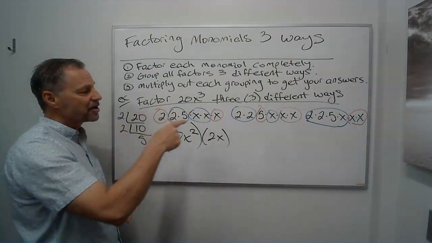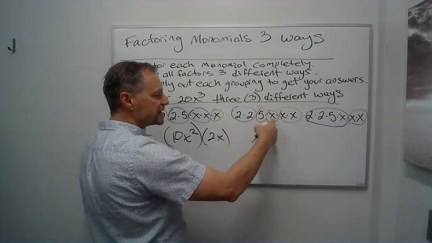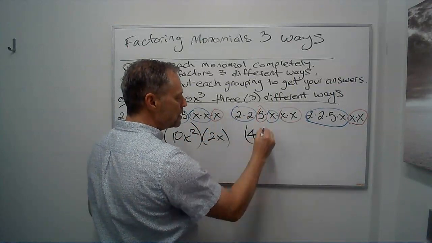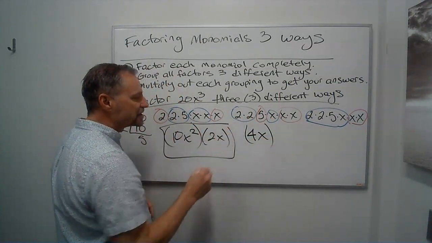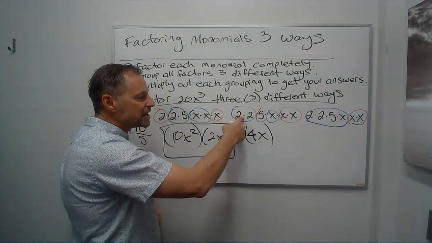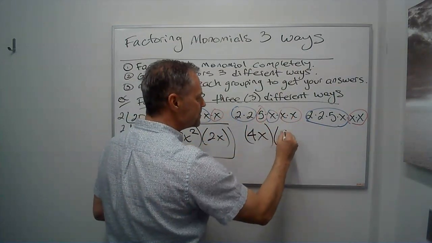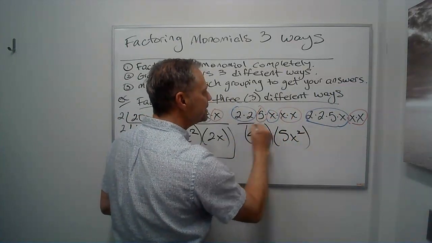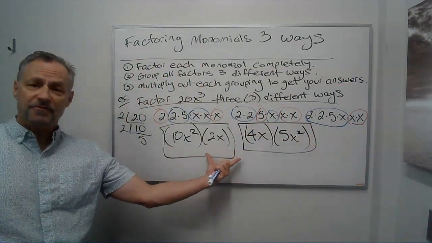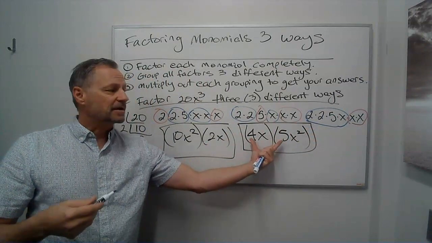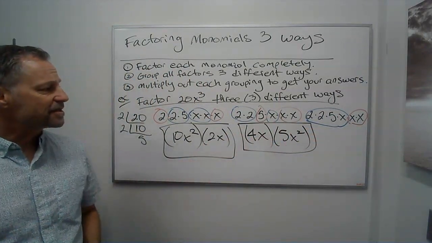I'm going to do the same thing over here. The blue group, 4 times x. So this was one answer. We'll box that off so they're separate. 2 times 2 is 4 times x is the 4x. 5 times x is 5x squared. There's another grouping. Different than the first one, but notice if I multiply them, 4 times 5 is 20. X times x squared is x to the third.